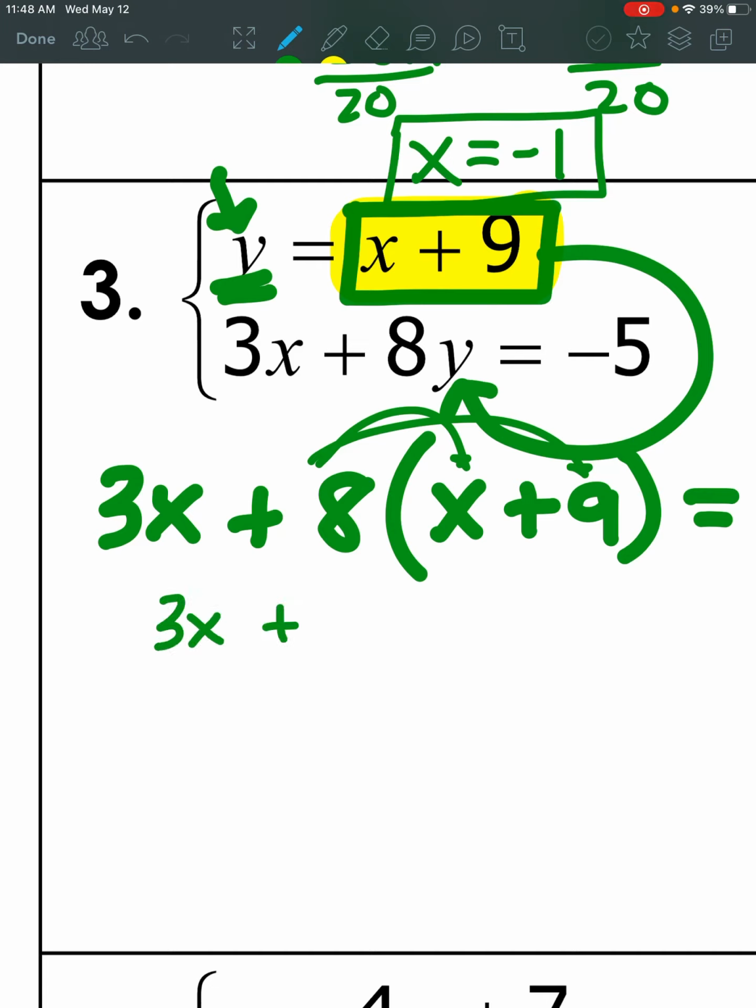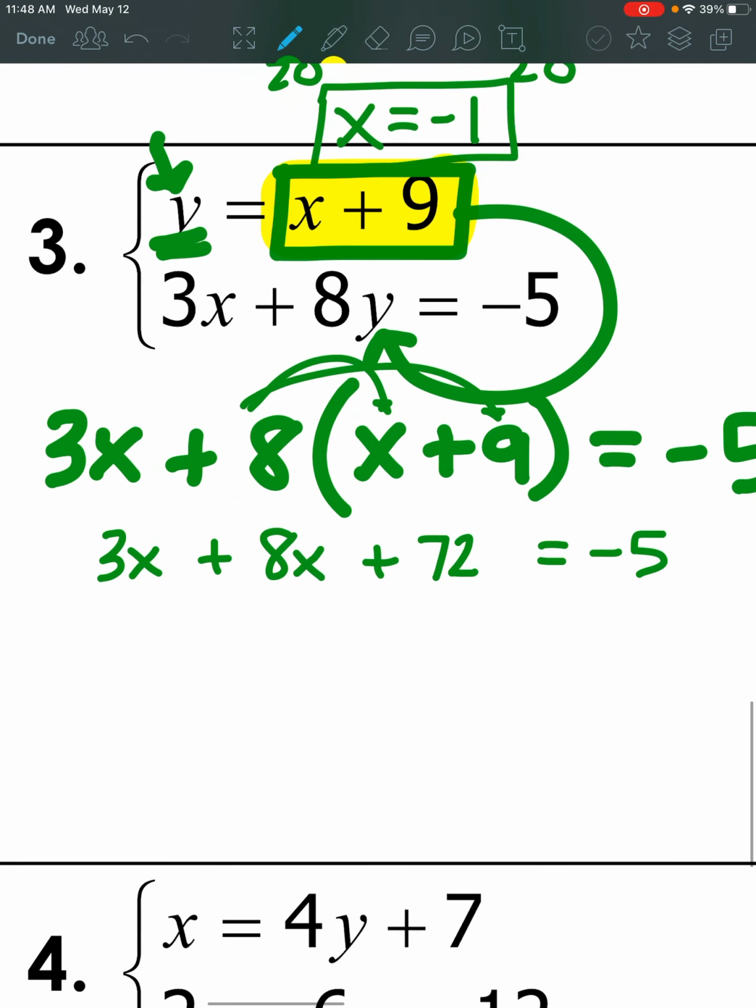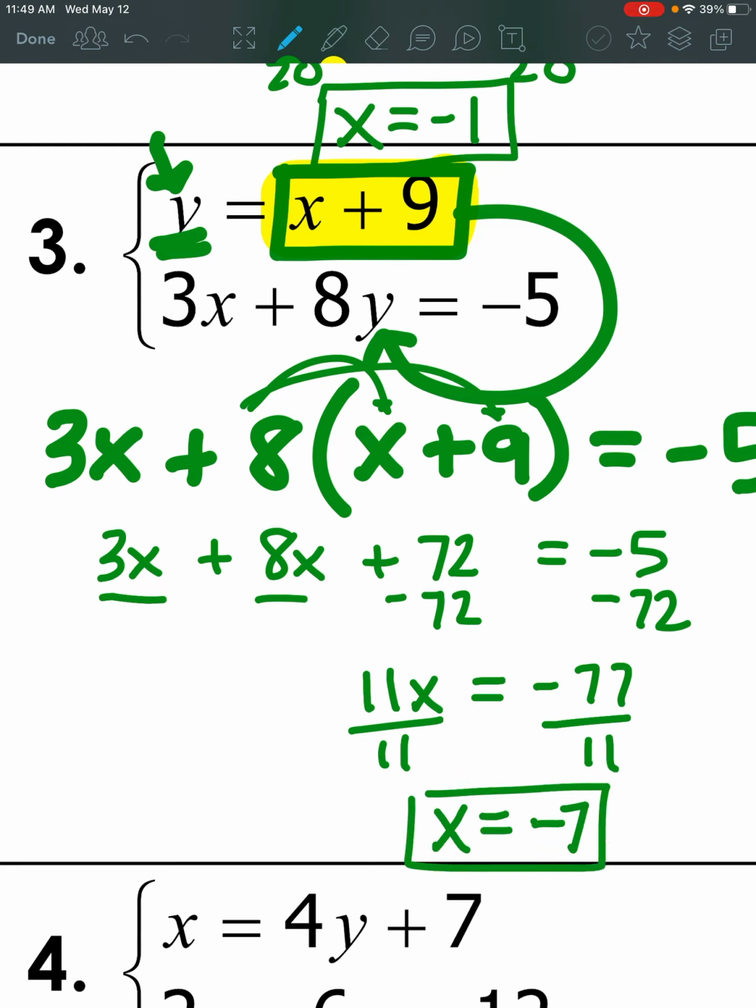So the 3x stays how it is, plus 8x, and then plus 8 times 9 is 72. And that's all equal to negative 5. We can combine these two. I'm also going to subtract 72, at the same time. So 3x, 8x, we get 11x equals negative 77. Divide by 11, and we get x is -7.